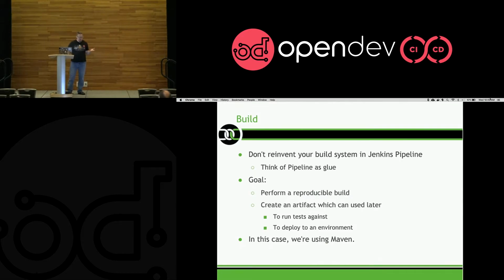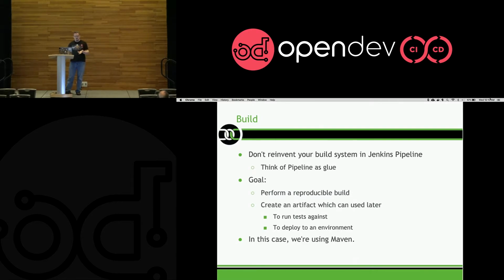So let's talk about the build stage. You'll hear me say this a few times during this presentation: don't reinvent whatever it is that you're doing. Don't reinvent your deploy system. Don't reinvent your build system. Jenkins Pipeline, and pipelines in general, should be glue. They should be something where you already have this sort of functionality, and then the pipeline allows you to connect those things together easily and quickly. So obviously, the goal of our build is to perform a reproducible build.